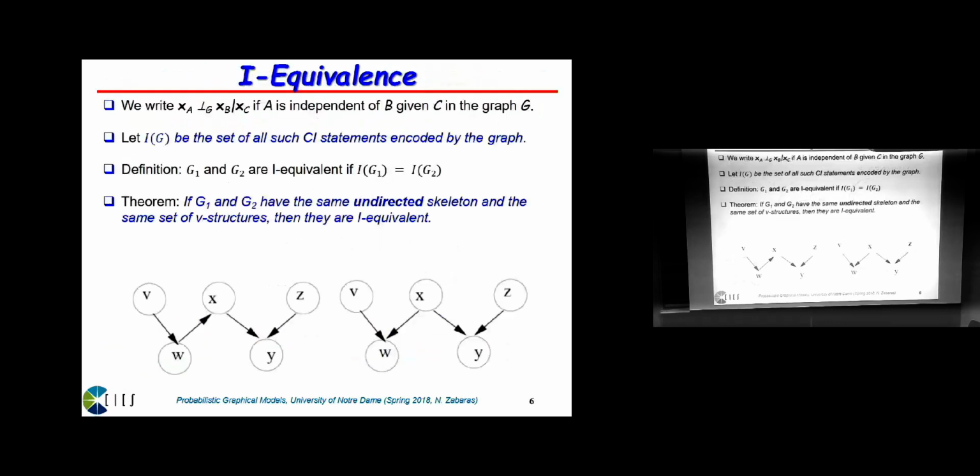Again, I am not going to be repeating things we have discussed. So let me bring some definitions. I don't think we will make enormous use of it, but it is something you may come across in the literature. So this definition is of what is called the I-Equivalence, I standing for independence. So I of G for a given graph G is the set of all the conditional independence statements encoded by the graph. That's the definition.